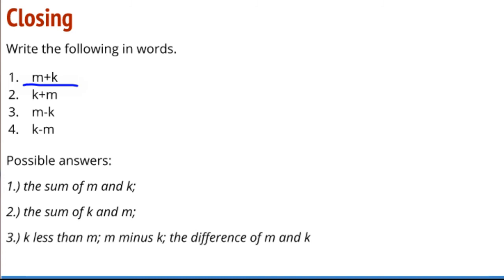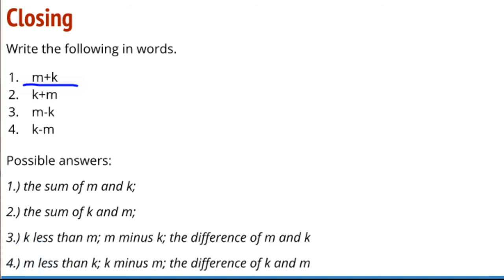For number 3 here, we've got k less than m. So we had m, and we want less by the amount of k. We've got m minus k, and we have the difference of m and k. And for number 4 here, we've got m less than k, k minus m, and the difference of k and m.